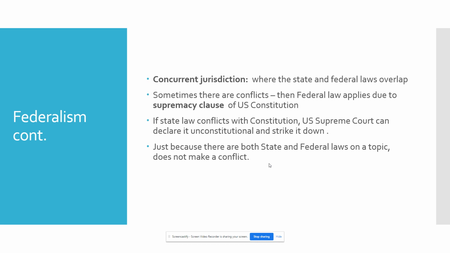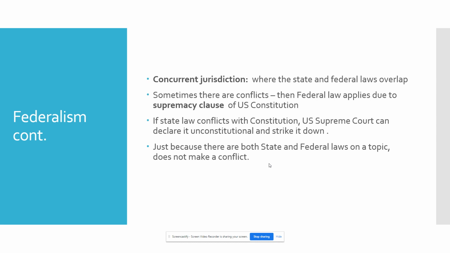So there are murder statutes in state and federal law. There are illegal drug statutes in both state and federal law. Laws against conspiracy, laws against monopoly, all sorts of different laws where they overlap. But sometimes there are conflicts where they're different. And if there are conflicts, then the federal law would apply based on our supremacy clause of the United States Constitution, because the United States Constitution is the supreme law of our land.